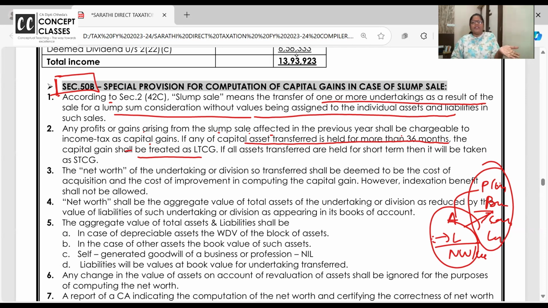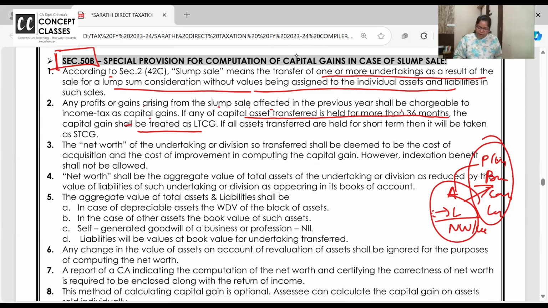I've taught you the age of asset: for shares less than 12 months, for debentures and land and building more than 2 years, for jewelry and all 3 years. But slump sale says more than 36 months; even if there is one asset, the whole slump sale is long term. It's very easy to calculate, but it is new for you. You have never heard of this term. So take your time to understand, write the booster notes and solve the question answer. It will be done. Okay.